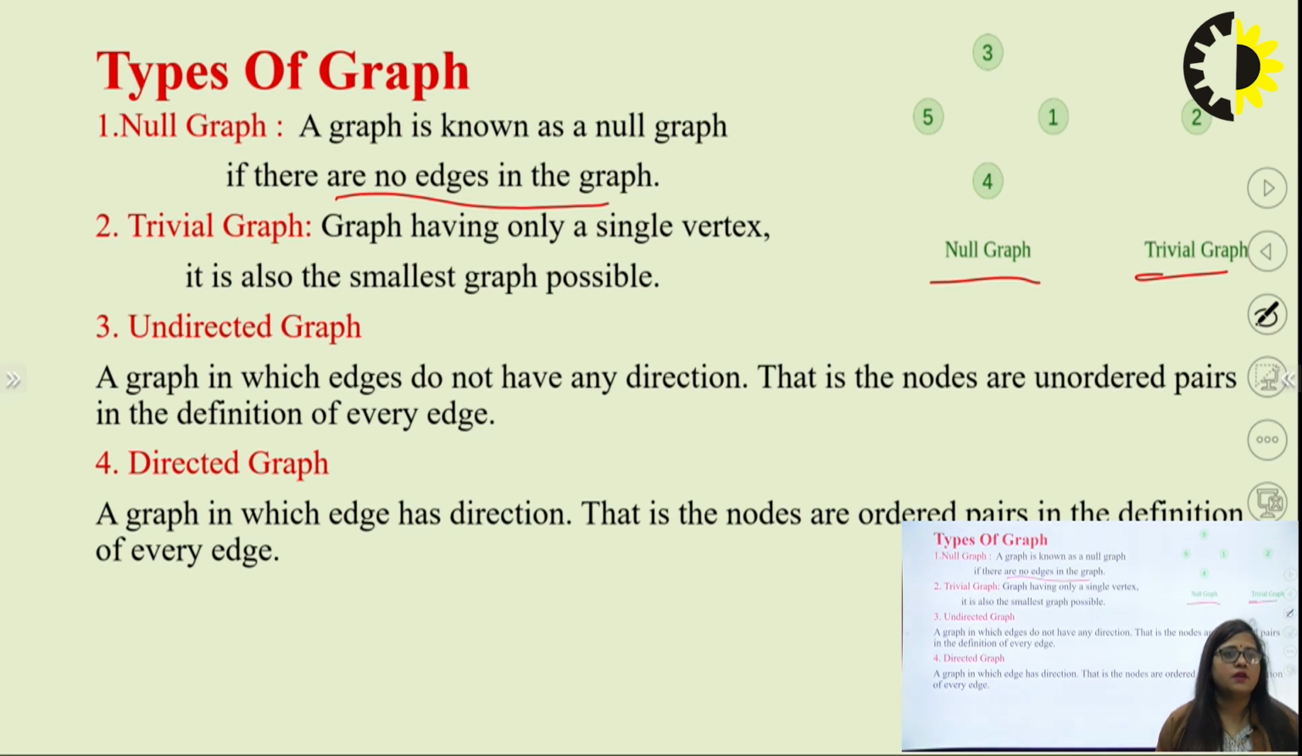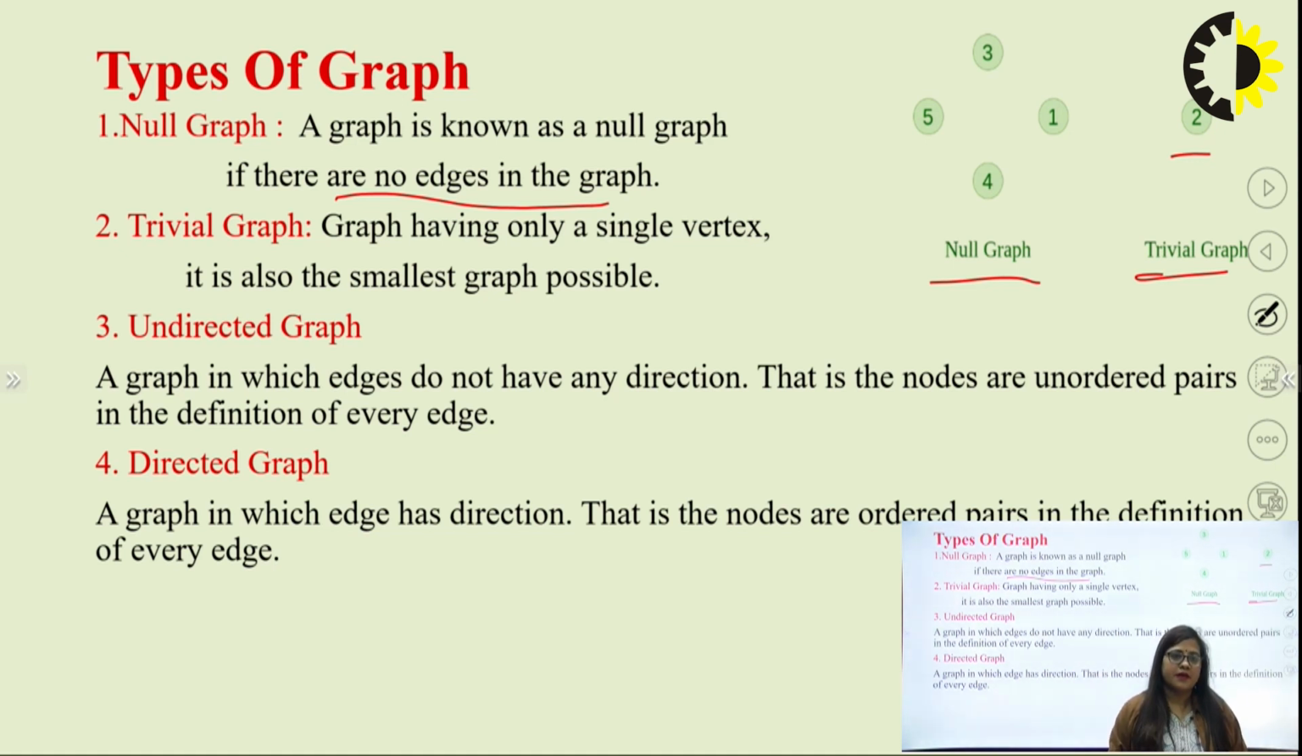Second is trivial graph. Trivial graph is a single vertex in a given graph, single like this. 2 is a single vertex of this graph, so we can say that it is a trivial graph, and we can also say that it is an isolated graph.